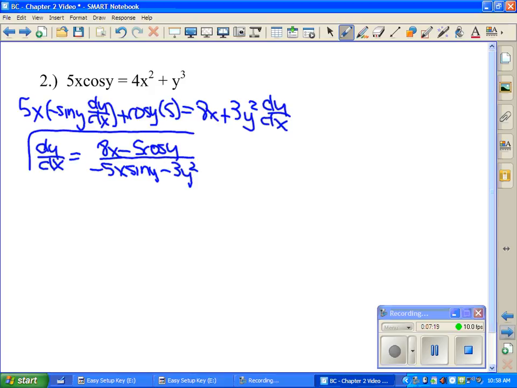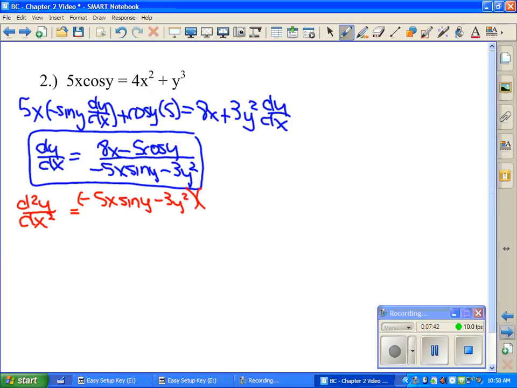Now we also did second derivative, which means I want to take the derivative of dy/dx. But again, everywhere there is a y, I need to make sure I use dy/dx in my derivative. So my second derivative, d squared y over dx squared, is my bottom function, negative 5x sine y minus 3y squared times the derivative of the top, 8 plus 5 sine y dy/dx, minus the top function, so I'll put that down here, 8x minus 5 cosine y times the derivative of the bottom.